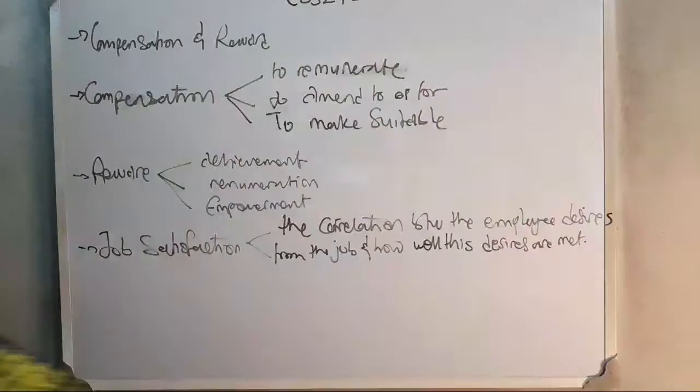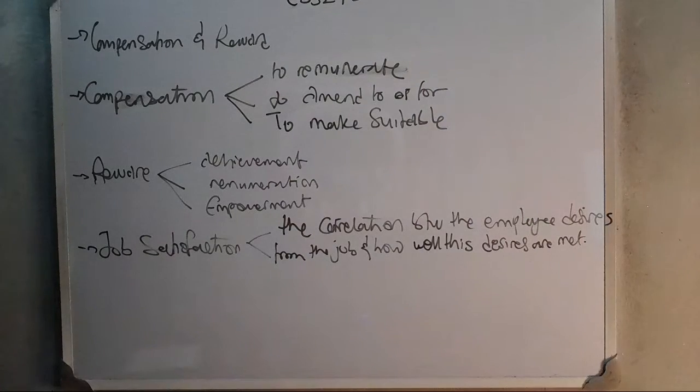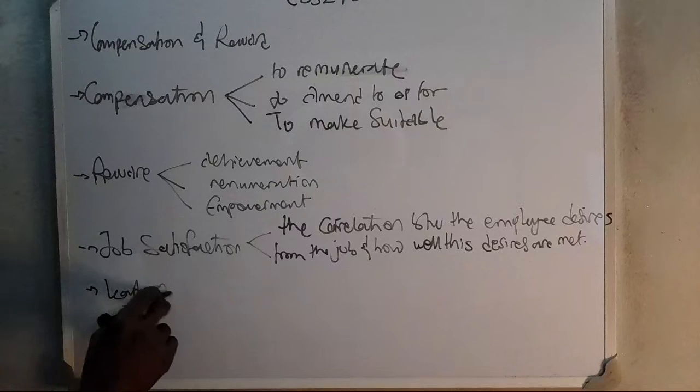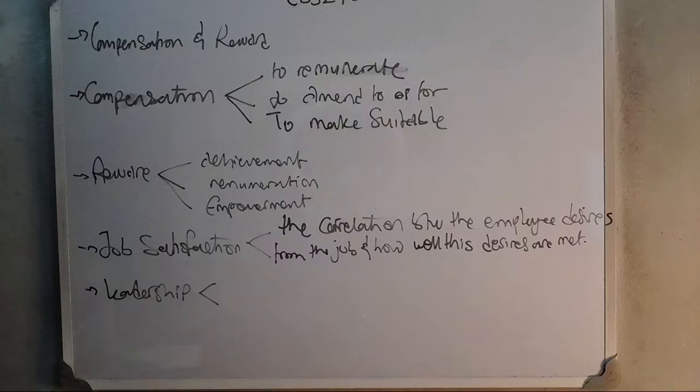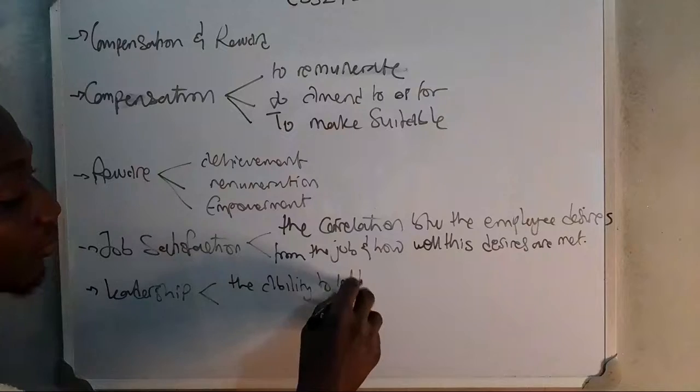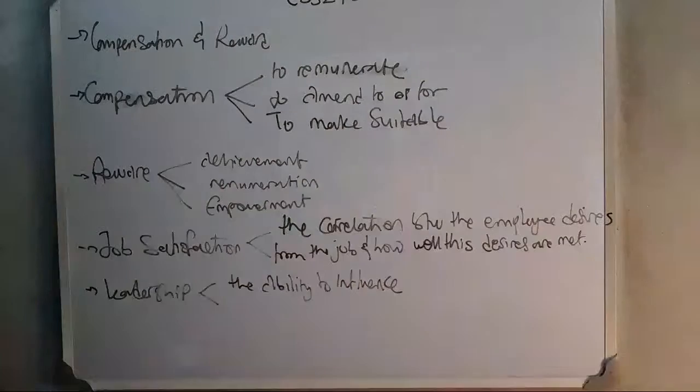Now let's continue. We have leadership. According to Robbins, leadership can be defined as the ability to influence a group towards achieving their goals. That's according to Robbins in 2001, leadership is defined as the ability to influence a group towards the achievement of a goal.